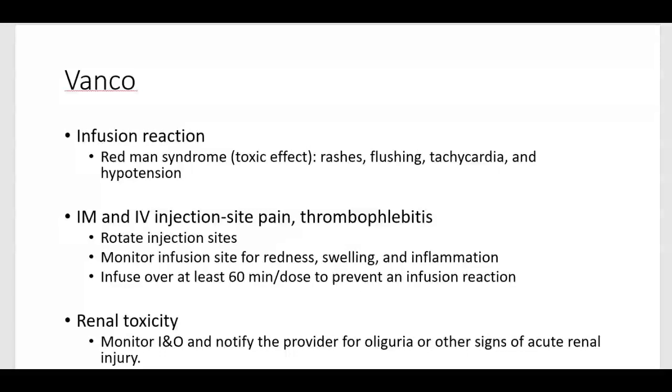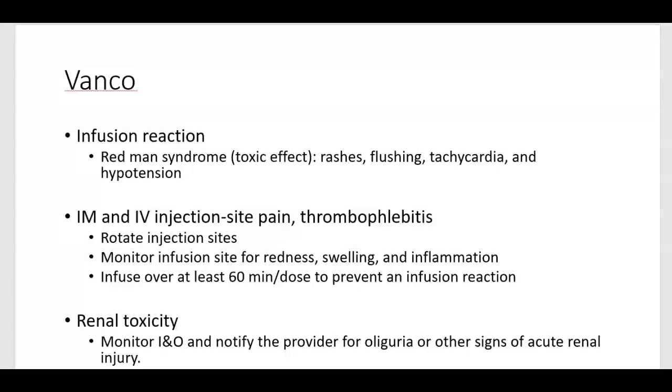Vancomycin can be very irritating and can cause thrombophlebitis, so we want to rotate injection sites as well as monitor infusion sites for redness, swelling, and inflammation. Again, infuse over at least 60 minutes per dose to prevent infusion reaction. Renal toxicity can occur, so we want to monitor the patient's I's and O's, as well as kidney function tests and lab values. We want to monitor vancomycin trough levels.